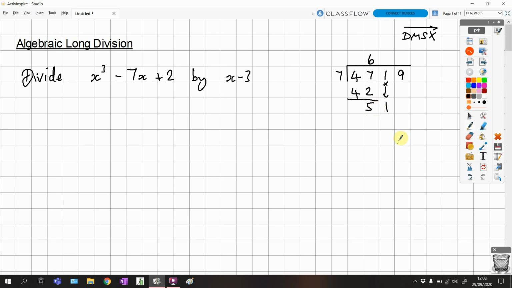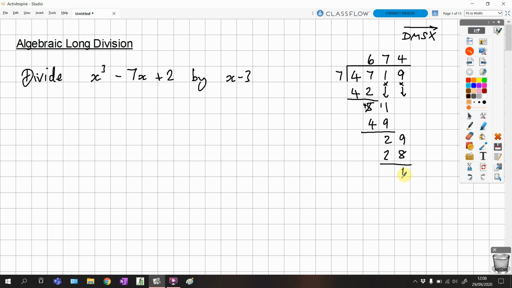We now start again. 7 into 51 goes 7 times. Multiply, 7 sevens are 49. Subtract. Cross down. Back to the division. 7 into 29 goes 4 times. 4 sevens are 28. Subtract gives me 1.